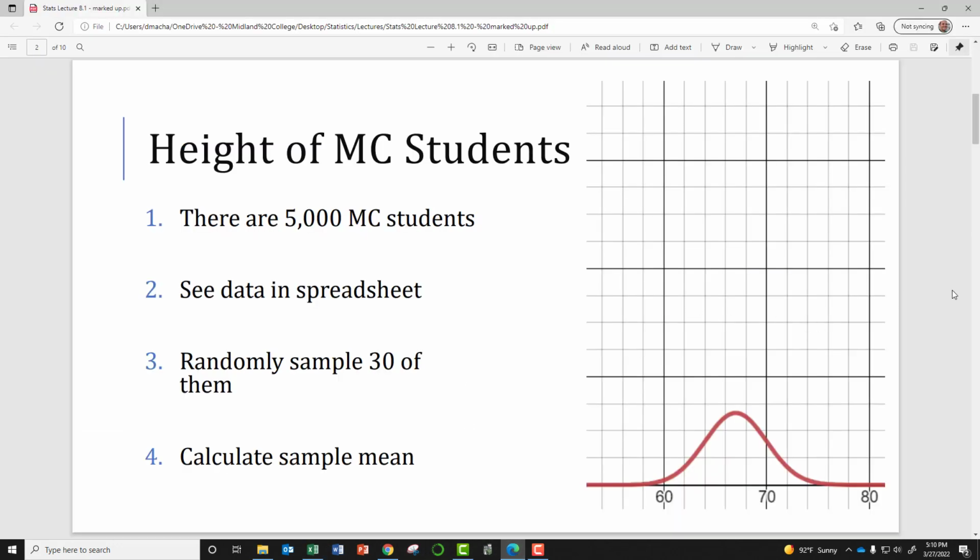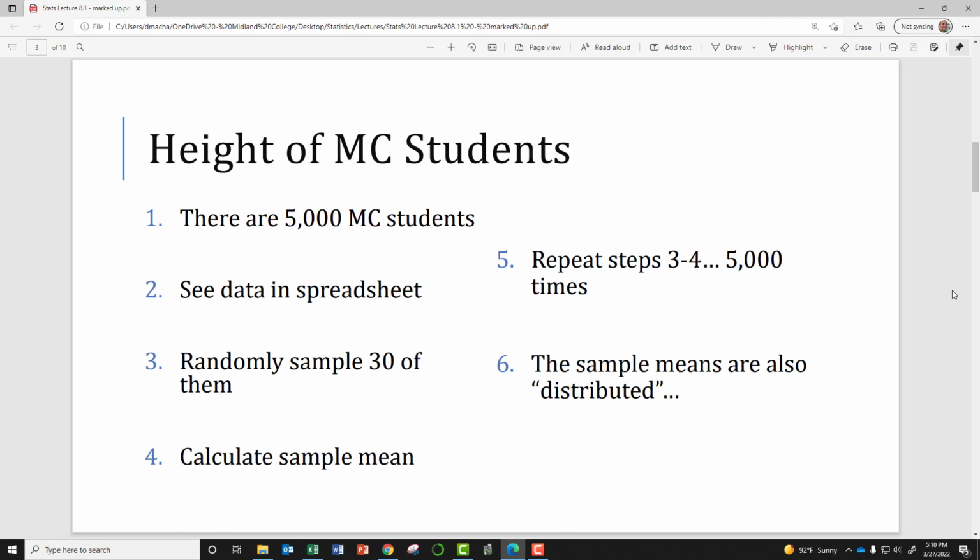Okay, so this is what we've done, steps 1 through 4 here. Now, step 5 asks me to repeat steps 3 and 4 5,000 times. So I need to randomly sample 30 students and then calculate the sample mean and do that 5,000 times. So I'll have 5,000 different samples of 30 students. I'll be calculating 5,000 different sample means.